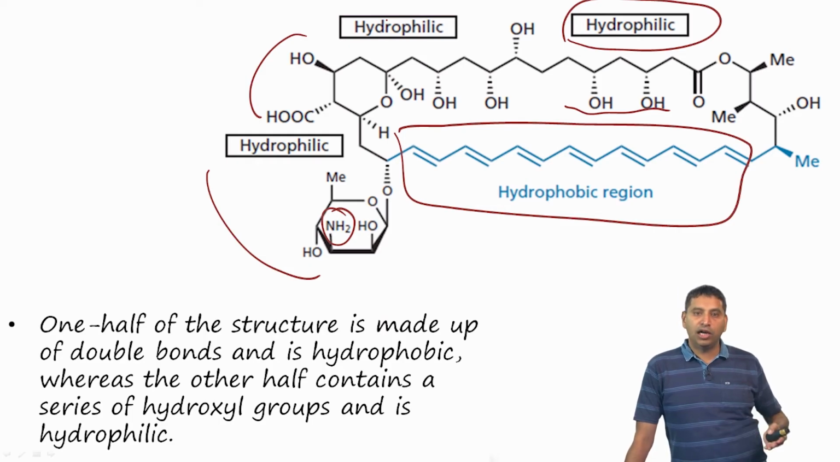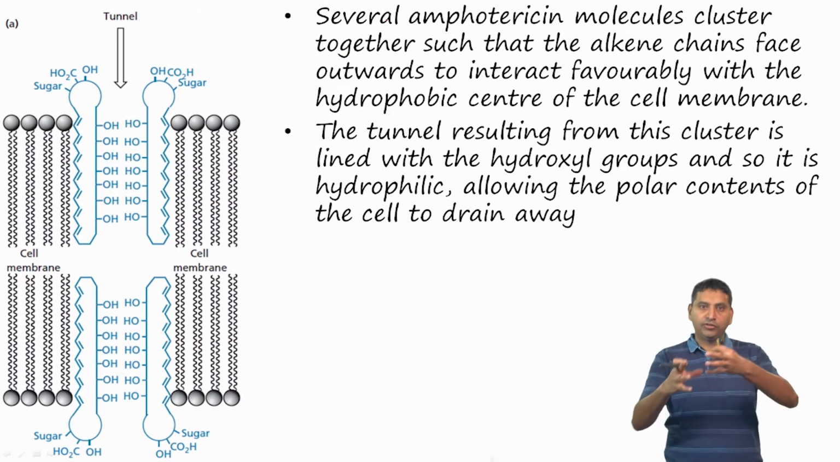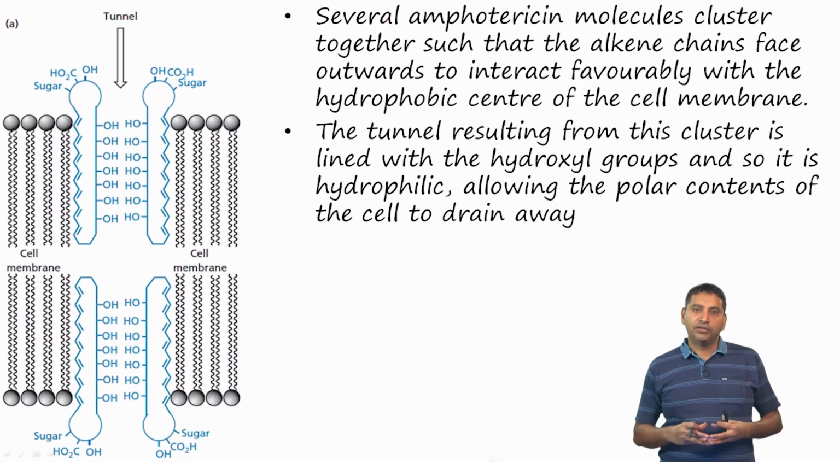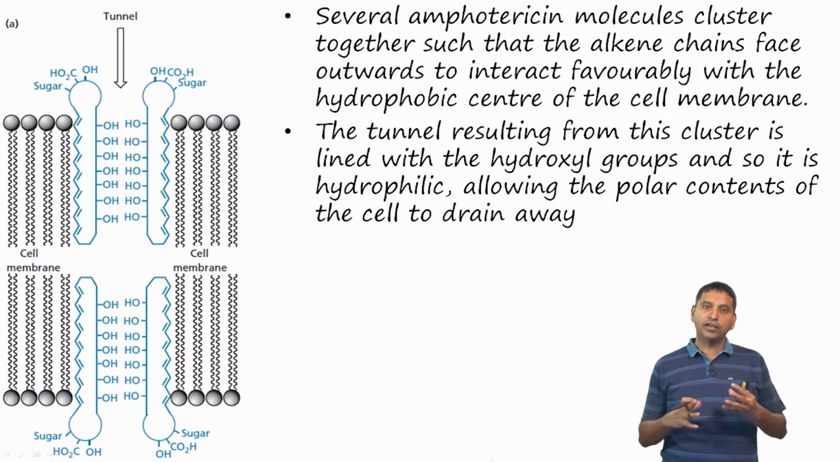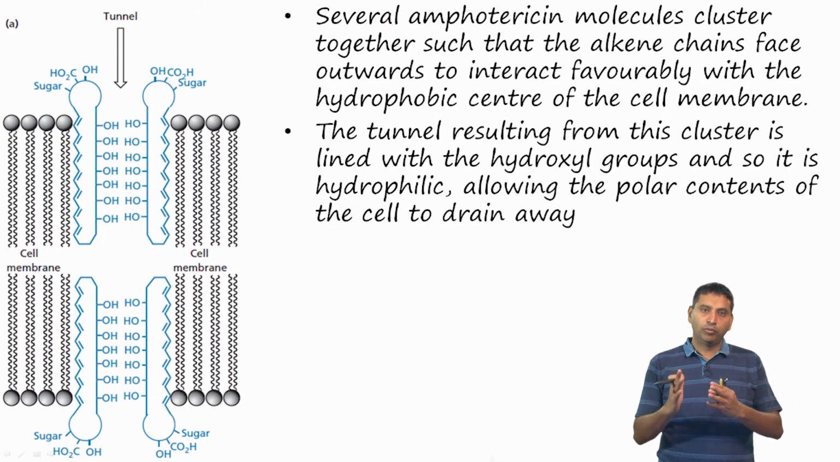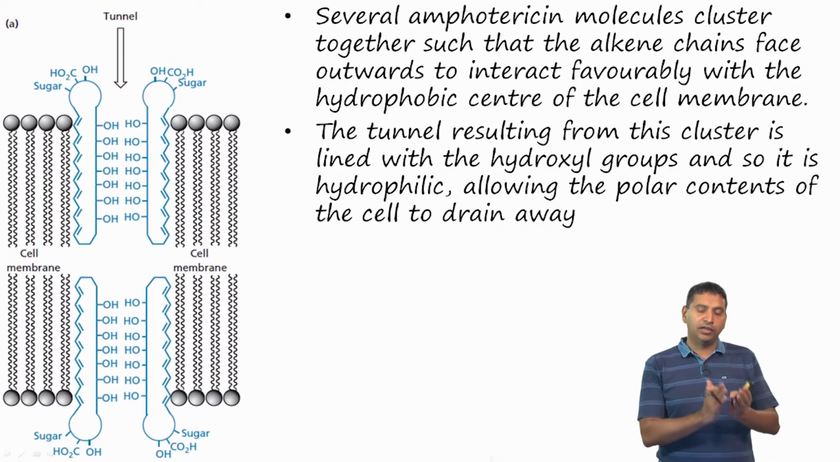Essentially, one half of the structure is made of hydrophobic regions, and it contains a number of double bonds, and the other half contains hydroxyl groups and is actually hydrophilic. So, this makes the molecule very unique. Now, because of this very unique structure, several amphotericin molecules can cluster together. The way they cluster is that the hydrophobic regions interact with other hydrophobic regions, whereas the hydrophilic regions interact with the hydrophilic regions.